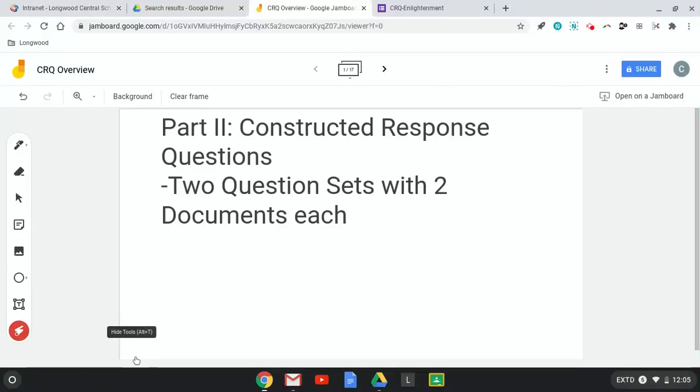We're going to be talking today about constructed response questions, otherwise known as a CRQ. That's the second part on the Regents with regards to writing. So you will have two question sets for part two: two documents with three questions, and then another set of two documents with three questions.